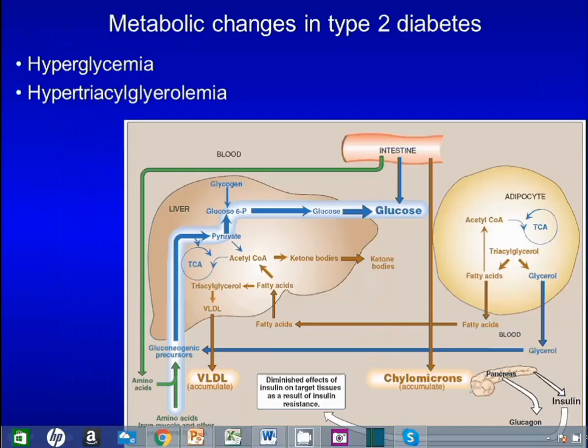Diminished effects of insulin raise blood glucose and TAG levels. These patients have hyperglycemia and hypertriglyceridemia. But they still can use some glucose to partially meet their energy needs. Ketogenesis is not as robust as in type 1 diabetes.